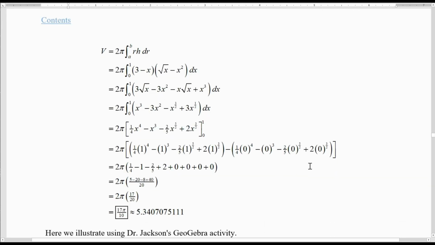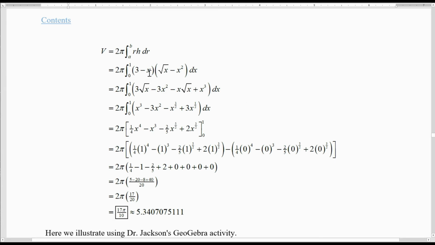Okay, and what do we get? We get 2 pi r h dr for cylindrical shells. Again, think of that as the circumference times the height times the thickness. dr, in this case, is dx. Okay, r is 3 minus x. h is square root of x minus x squared. And then, of course, we have our 2 pi out front. x's are going to run from 0 to 1.